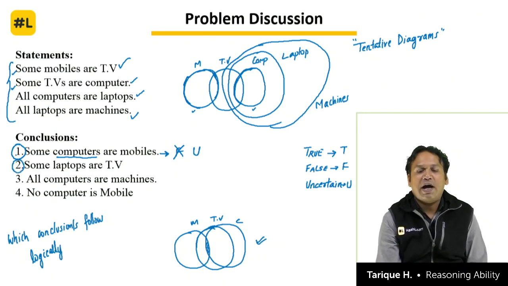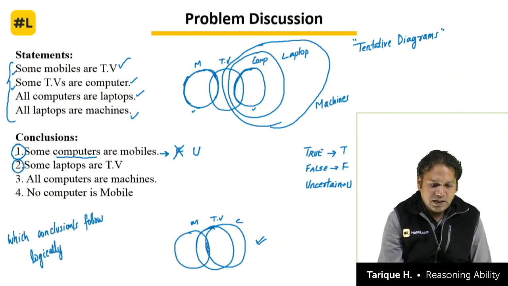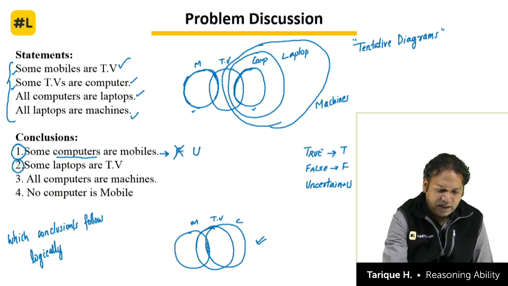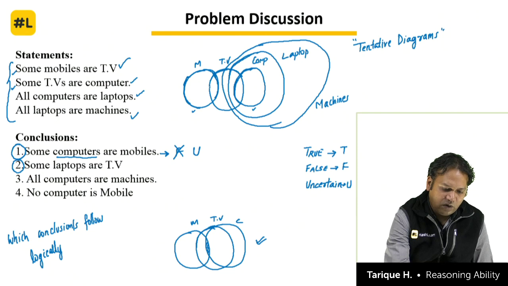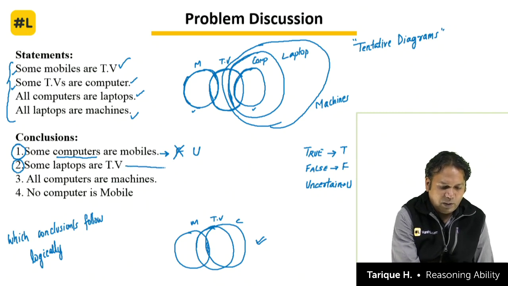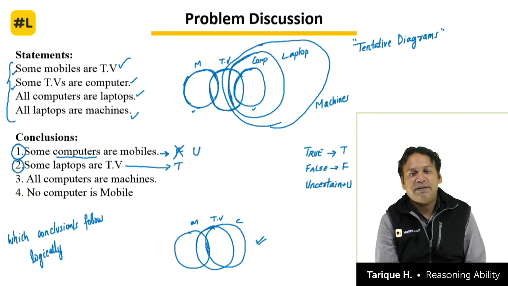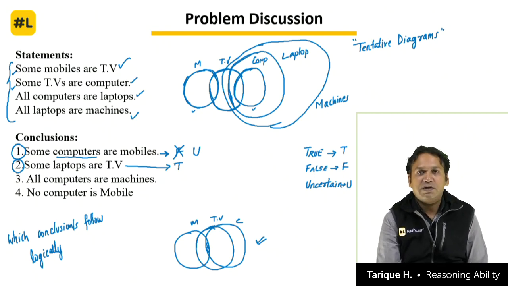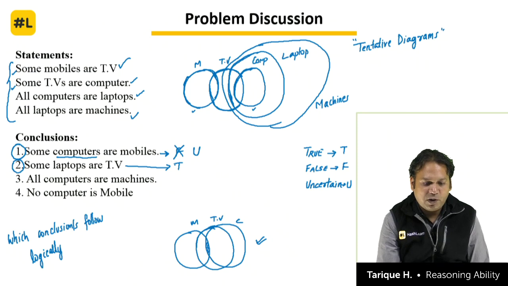Now let's look at this second statement. Some laptops are TV. You see here the laptop circle very clearly. This is the laptop circle and this is the TV circle. You can clearly see that the laptop circle and TV circle are overlapping. Clear? So that means this is a valid conclusion. Some laptops are TV. There is no doubt about that. This is definitely true. There is no discussion on this particular thing. Some laptops are TV is 100% true.